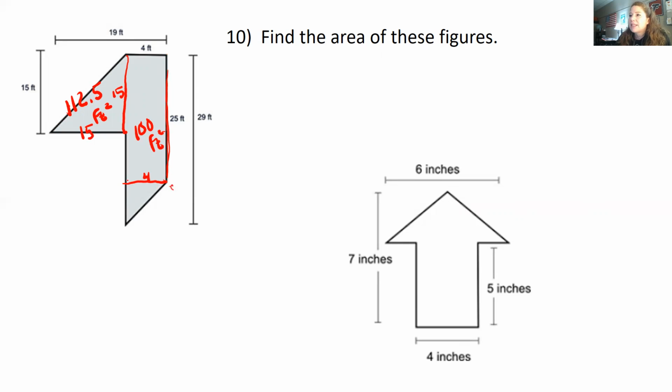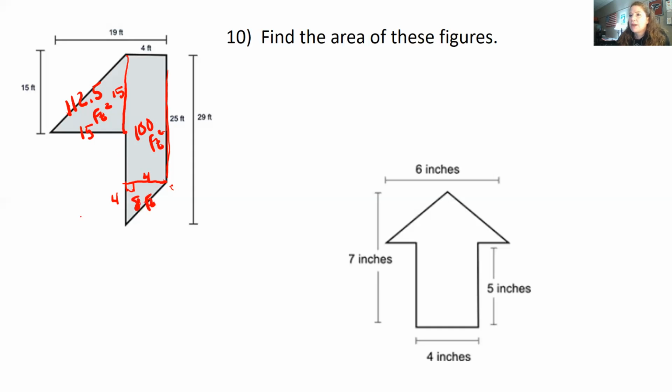And then finally, we have this triangle. So remember, we're looking for that 90-degree angle. Well, here it is. So we have a 4 by, what is this? Well, since this is 25 and the whole length is 29, that means that this is 4. So we have a 4 by 4. So 4 times 4 is 16. And half of 16, of course, is 8.